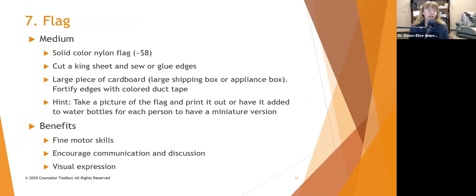Flags are another one that some people really love to do. I've never really liked them myself, but I know my son, when he did it in camp, just loved his flag. He still has it hanging in his room, and it's been like 4 years. You can get solid color nylon flags for about $8 online, or you can cut a king sheet into multiple flags and either sew or glue the edges so they're not frayed. You can make a flag out of a large piece of cardboard, like a large shipping box or an appliance box. Fortify the edges of boxes with colored duct tape. That keeps it from getting all crumply and stuff.